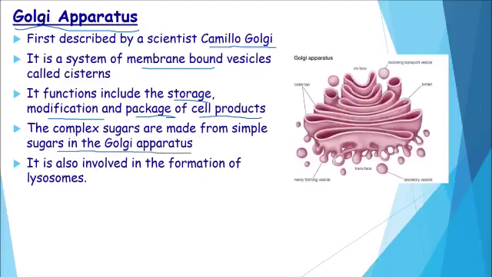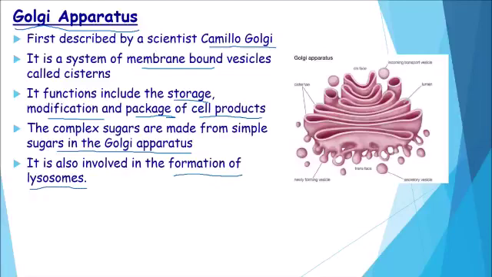The complex sugars are made from the simple sugars. Yes, after digestion the body is having the simple sugars, right, glucose and all that, and then it is converted back into the complex substances for the storage, for the packaging, and for modification, and this takes place inside the Golgi apparatus. Okay, and another important function of Golgi apparatus is it plays important role in formation of lysosomes.